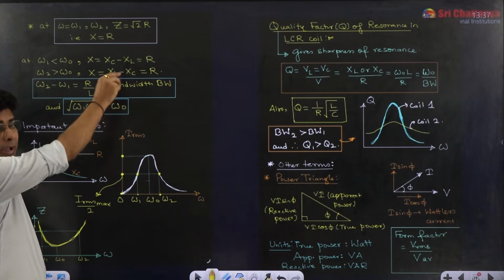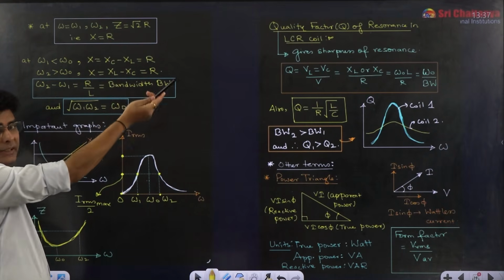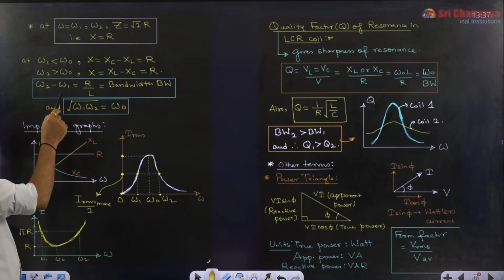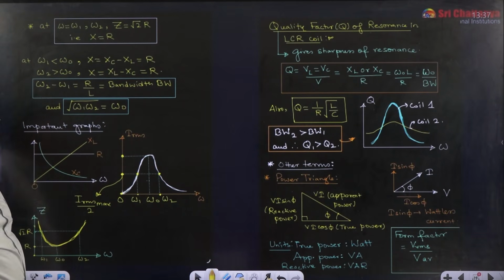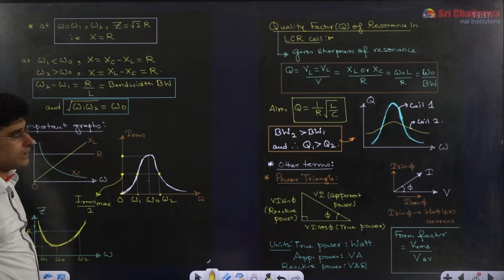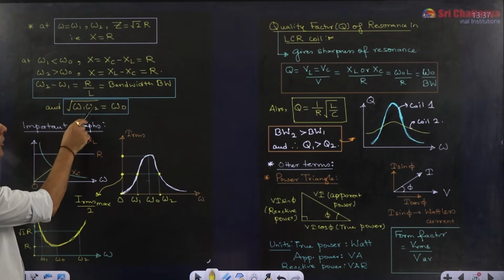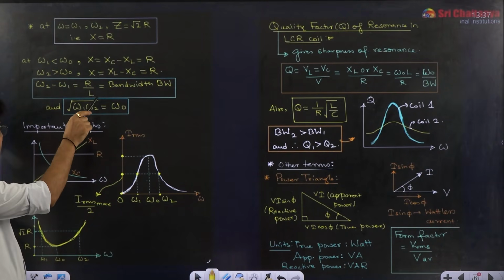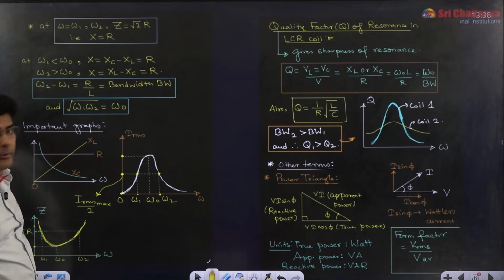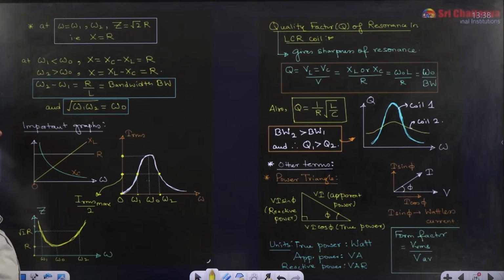When you solve both by quadratic equations, you easily get omega 1 and omega 2. When you take their difference, we get it equals R by L. Very important formula. It is called bandwidth. And when you take the geometric mean of omega 1 and omega 2, that is root of omega 1 omega 2, you will get the resonant frequency omega naught. So very, very important results.